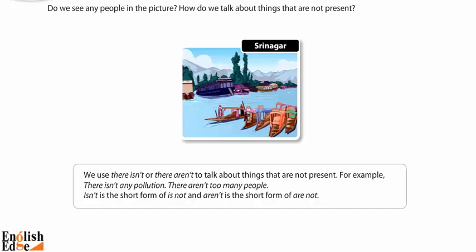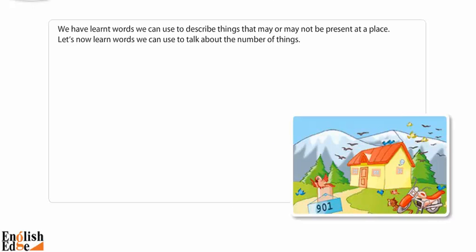We use there isn't or there aren't to talk about things that are not present. For example, there isn't any pollution. There aren't too many people. Isn't is the short form of is not, and aren't is the short form of are not. We have learned words we can use to describe things that may or may not be present at a place. Let's now learn words we can use to talk about the number of things.